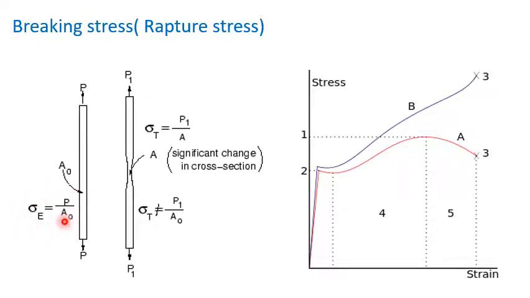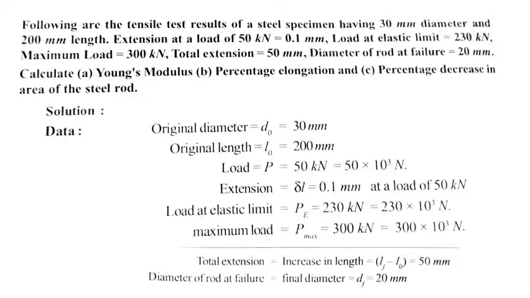Engineering breaking stress is the load at the break point divided by the original area, but the true stress is the load at the breaking point divided by the instantaneous area. Instantaneous means the diameter at this point will be measured to find the area. That's how exactly we can see the different points.